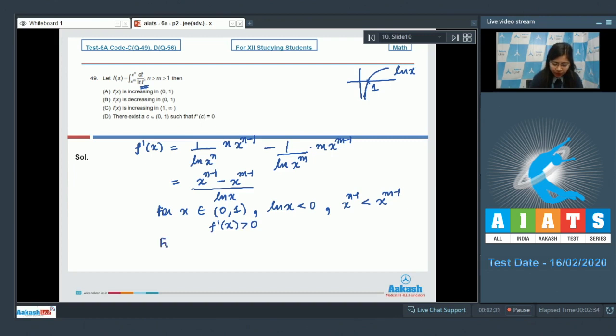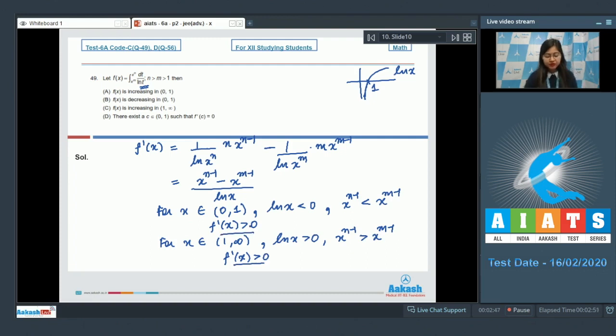Now, also for x going from 1 to infinity, ln x is greater than 0. Also x raised to the power n minus 1 is greater than x raised to the power m minus 1. So again f dash x is greater than 0, which means that it is greater than 0 for x going from 0 to infinity. So option A is correct, option C is correct. Now as it is an increasing function, there is no c for which f dash c is 0. So the only correct answers are A and C.